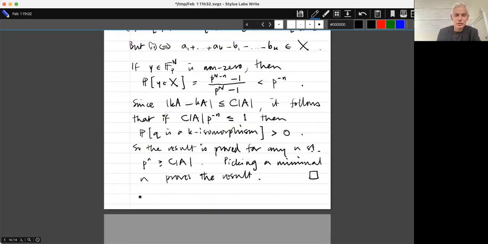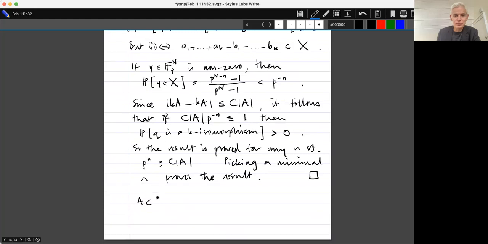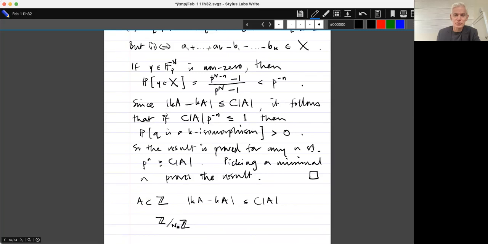In the next video, I'm going to look at a subset A of Z, where I assume that kA minus kA has size at most C times the size of A. And what I'd like to do there is show that A is k-isomorphic to a subset of some cyclic group Z over nZ, where n is not too large. Actually, we'll do something a bit weaker than that. We'll show that A has a large subset that is k-isomorphic to a subset of Z over nZ, where n is not too large. The proof of that is a bit more complicated than what I've just shown, but deep down it's based on the same sort of idea. But we'll see that next time.